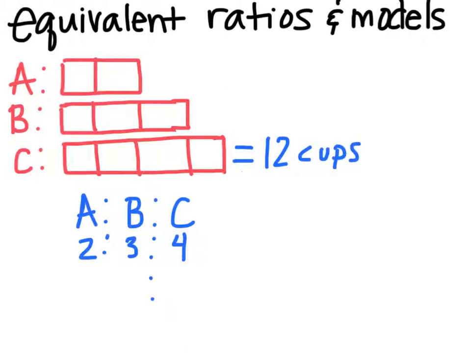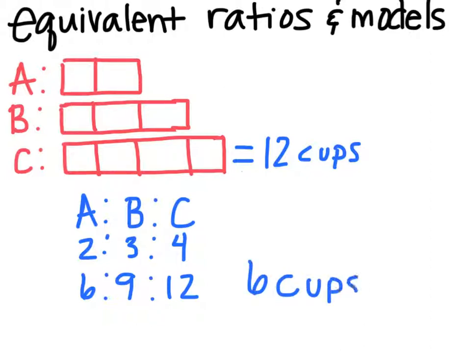So we can write an equivalent ratio where the value of the third term is 12. Now we need to look for a multiplying factor. What will we multiply 4 by to get 12? Or what is 12 divided by 4? It's 3. So to find the value of A and B, we'll multiply those terms by 3. 2 times 3 is 6. 3 times 3 is 9. Therefore, the capacity of the smallest container is 6 cups.